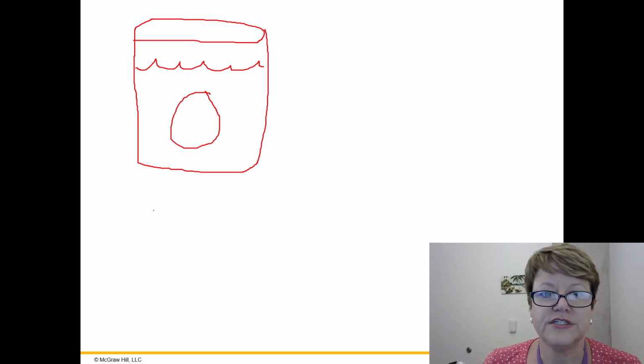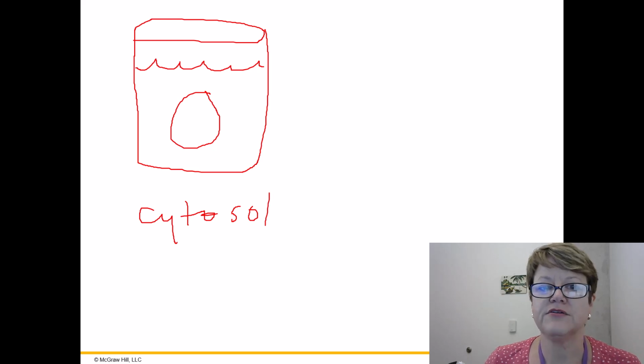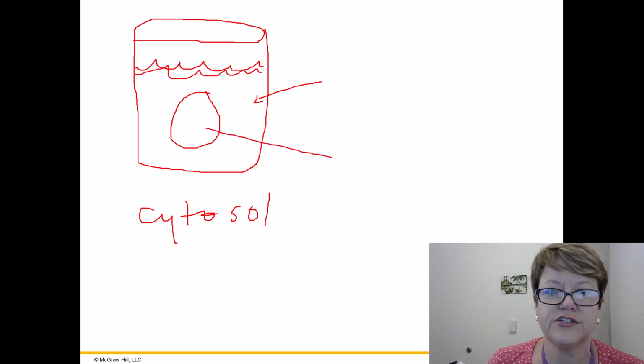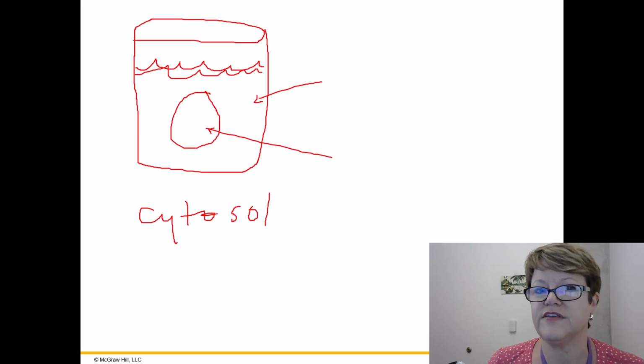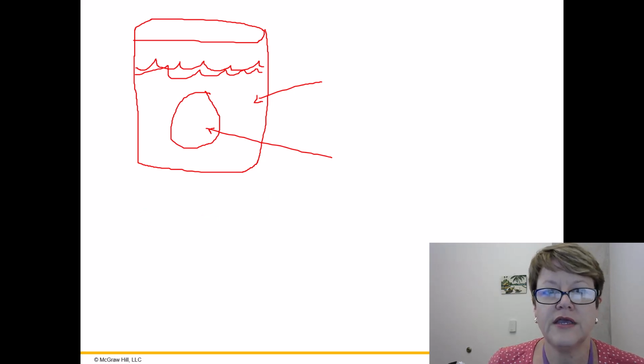The cell solution is the cytosol. So the cell solution, the cytosol, is inside the cell. The beaker solution is all of this stuff outside the cell. So when I say beaker solution, I'm talking about what's outside of the cell. And when I talk about the cell solution or the cytosol, that's what's inside the cell, okay? And so I'll set up a scenario, and you're going to tell me what is going to happen, okay?